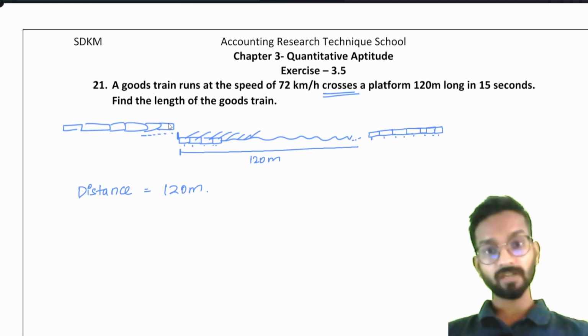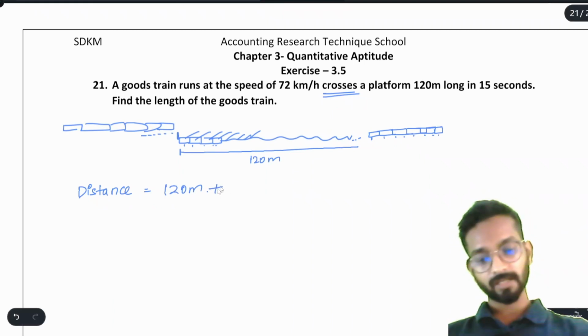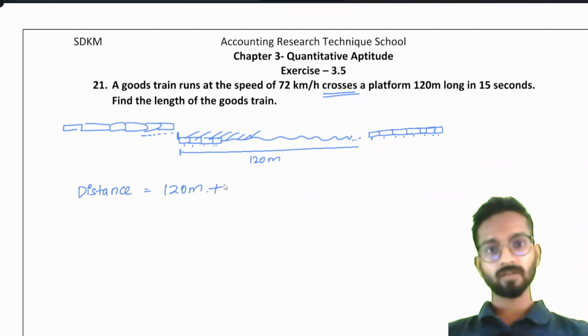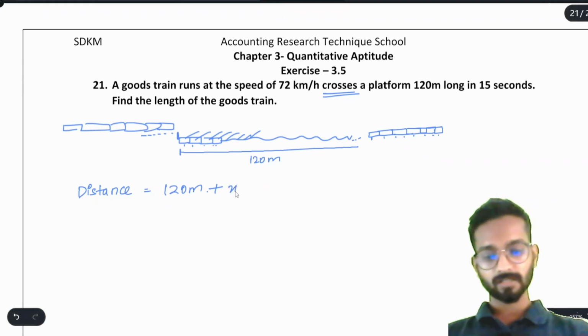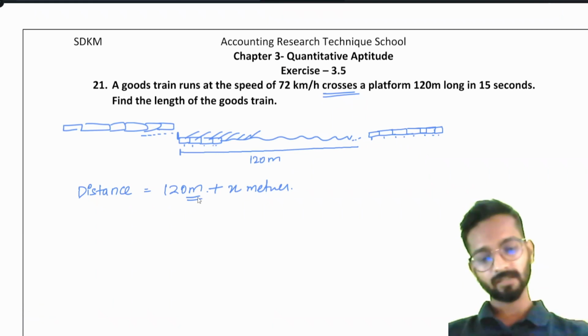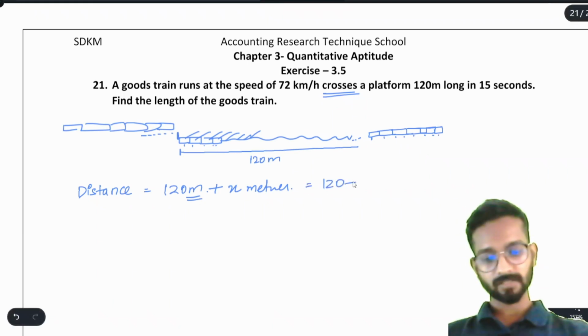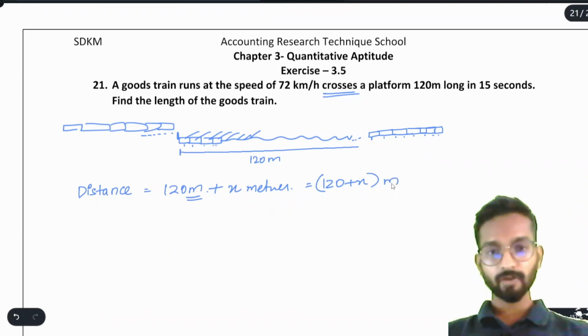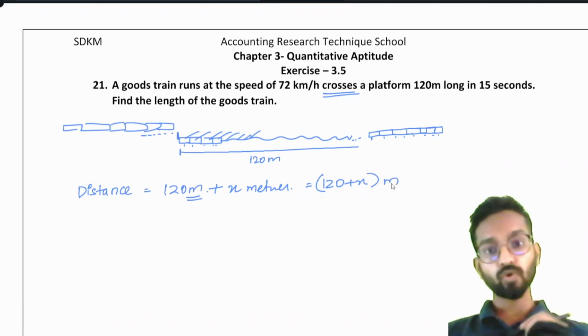So what is the total distance a train has to cover? First, the train has to cover the entire platform of 120 meters. Then it has to cover its own length, whatever length is the train's. Suppose x is the length, we can say x meters is the train's length. Why are we taking meters? Because the distance is already given in meters. Okay, now distance is done. I can say 120 plus x meters should be covered by the train. 120 is the platform and x is its own length.